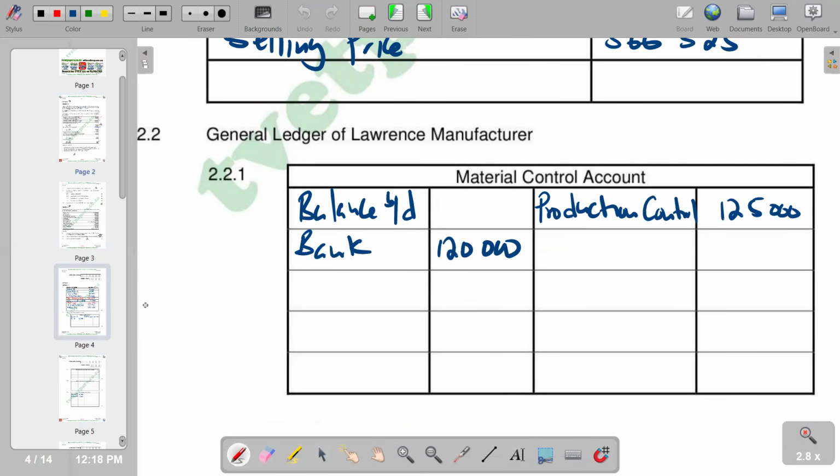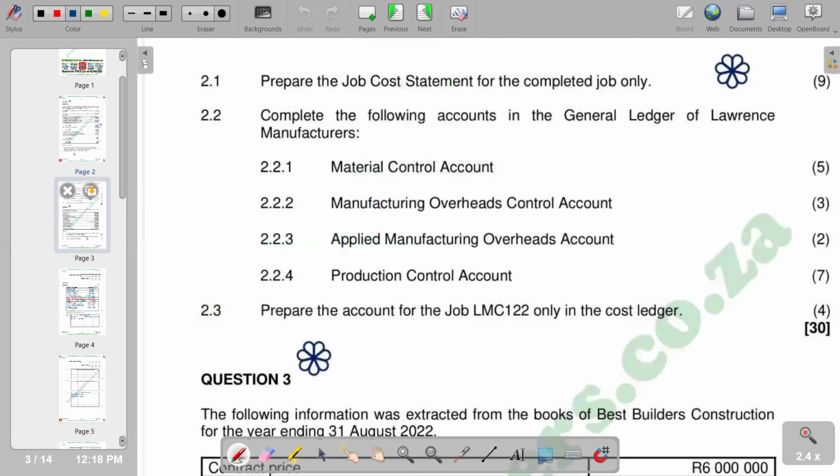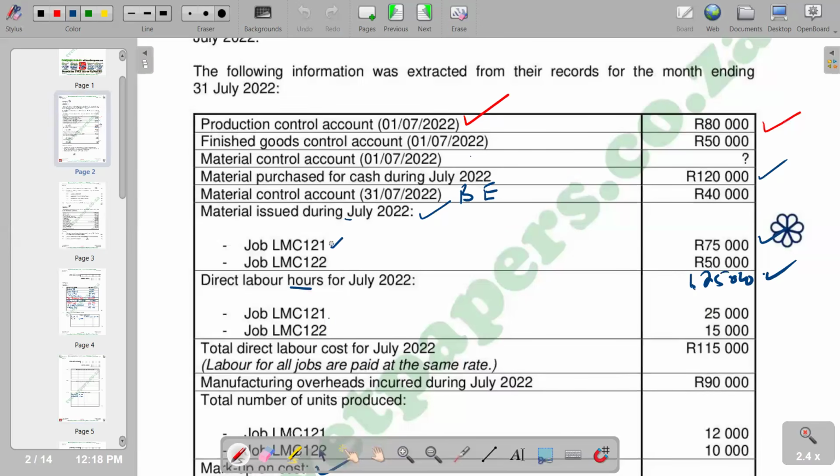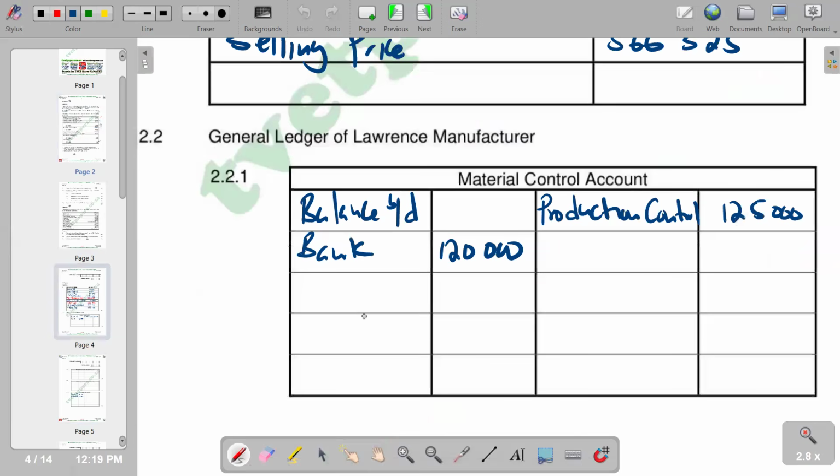And with that, we check if we've got any further entries that can be input. So we can go on to other entries that we have. So of course, we have entered the material purchase for cash 120,000 in material control. We are saying this is the balance CD at the end. So we can go and put it in the material control as our balance CD. So it's going to be on the credit side, it's a balance CD of 40,000.